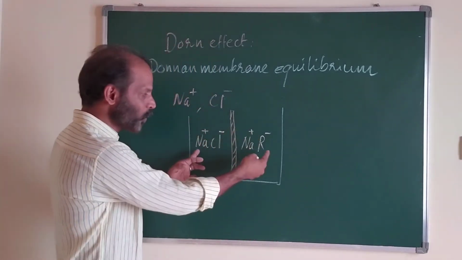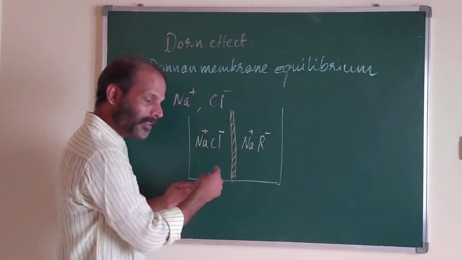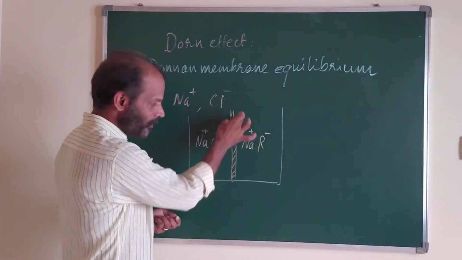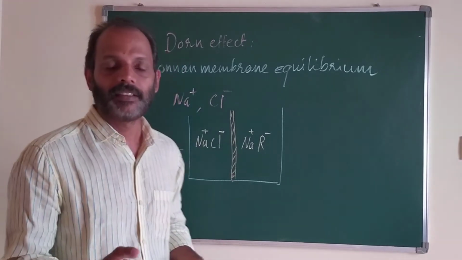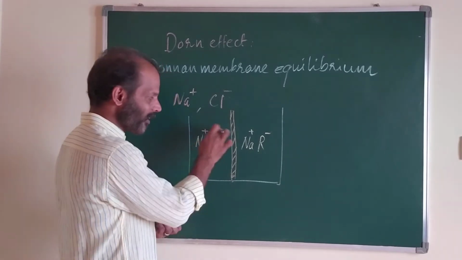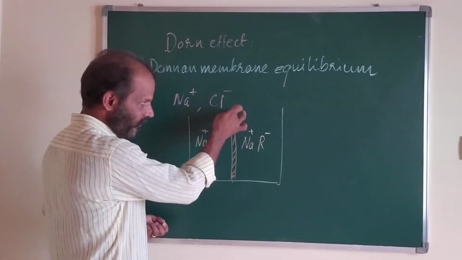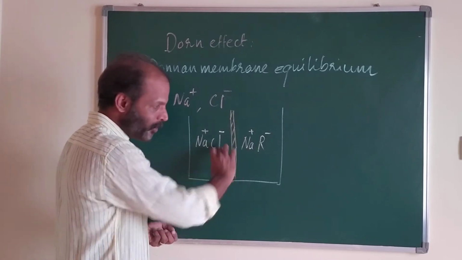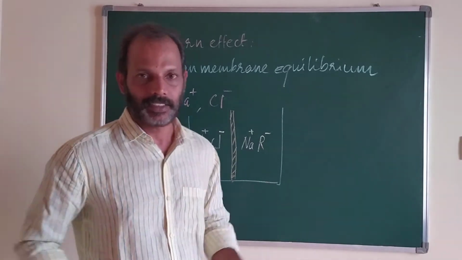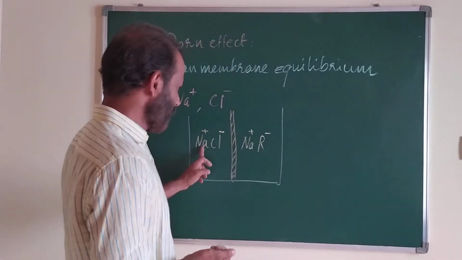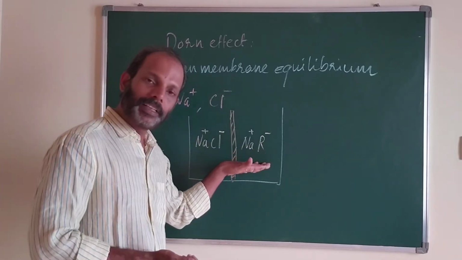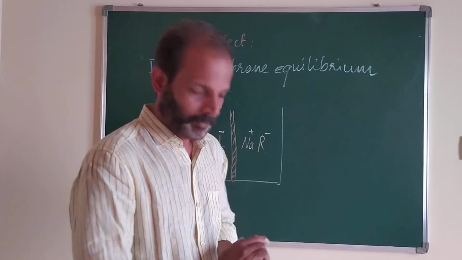We are separating these two solutions, one containing diffusible ions and another containing non-diffusible ions, by a membrane. And what happened is, some of the sodium ions and chloride ions from this chamber diffuse through this membrane to the next chamber, till an equilibrium is attained. Na positive and Cl minus diffuse through the membrane to the next chamber till an equilibrium is attained.